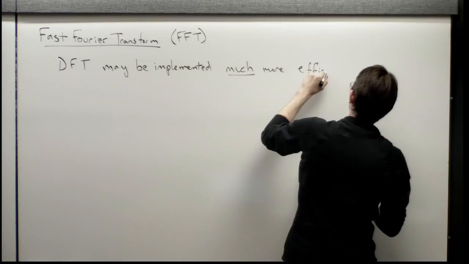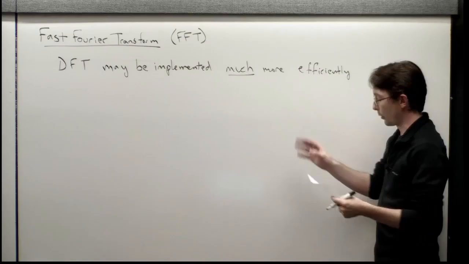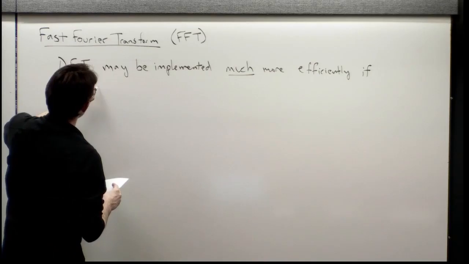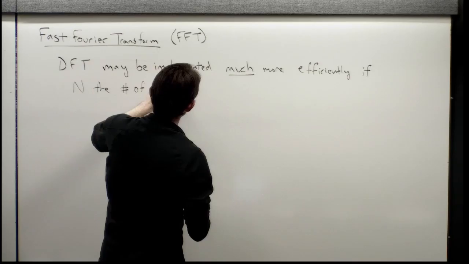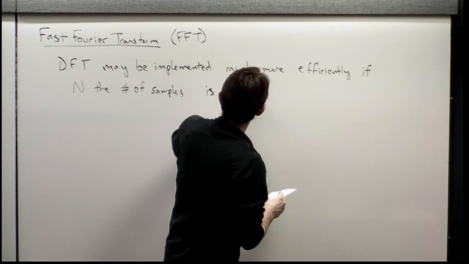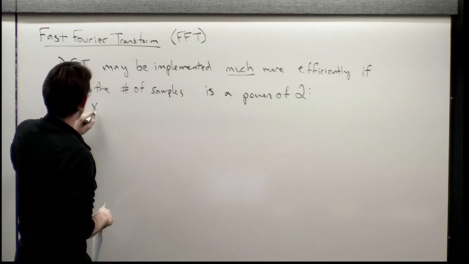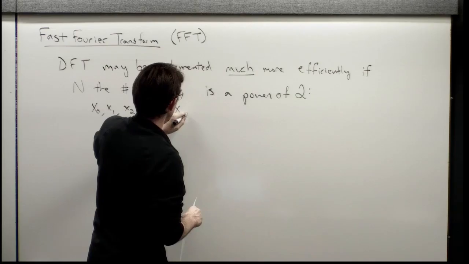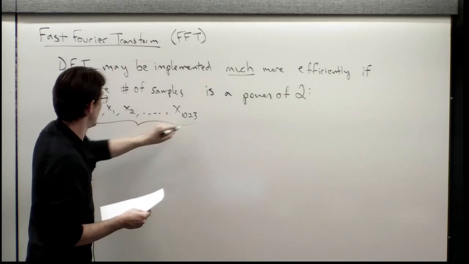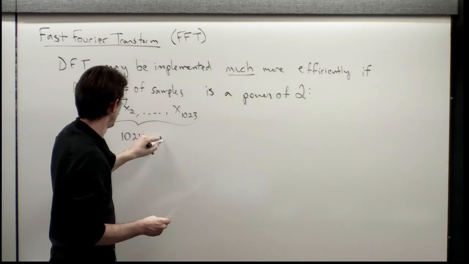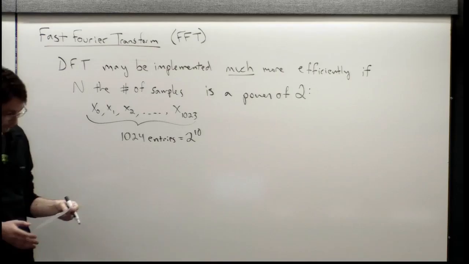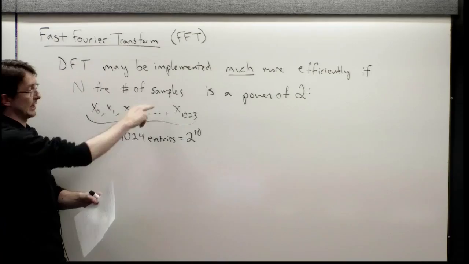The discrete Fourier transform may be implemented much more efficiently if n, the number of data points, or the number of samples, is a power of 2. Right? So for example, I could have x0, x1, x2, dot, dot, dot, all the way up to x1023. This would be 1024 entries, which equals 2 to the power 10. So this is a power of 2. So the basic idea is that if I have a power of 2 as the number of samples, I can implement the DFT way more efficiently, striking how much more efficiently.